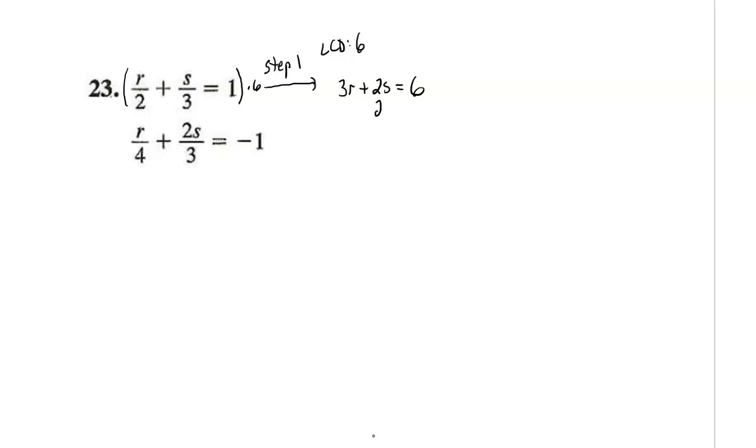Next, I'm going to subtract the 3r from both sides. 6 take away 3r. Next, I'll divide both sides by 2, getting 3 minus 3 halves r. This is the expression to fill in for the letter S.